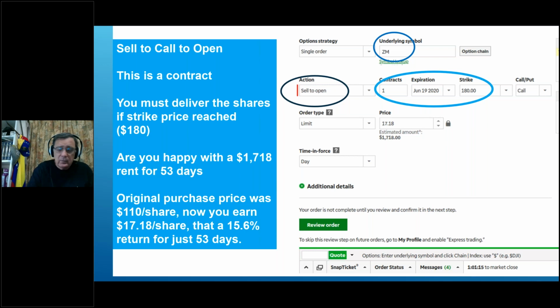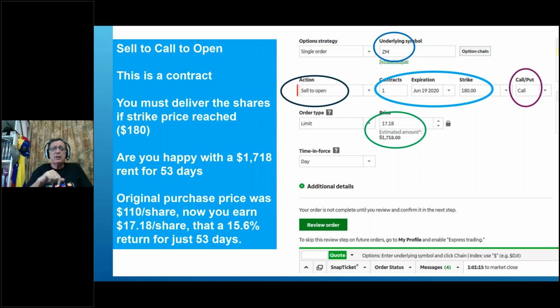The other thing I want to do is put in the word call. I'm selling a call. This is a covered call. I am not selling a put, because if I sell a put, that would be a heck of a problem. I'd have to buy the product at 180 if somebody put it to me. And then it's going to tell me the price, $17.18. Guess what? I'm going to get that money.